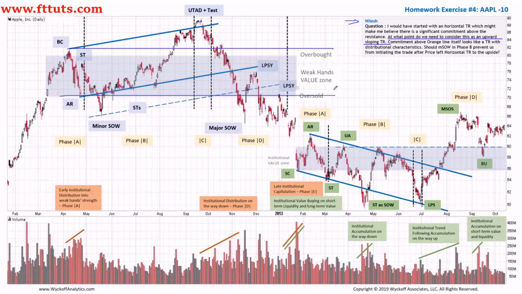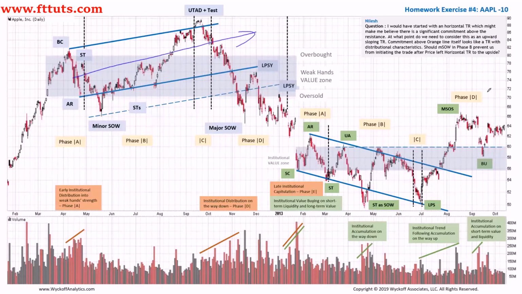Because originally, this is what we would be thinking. And originally, that's how I labeled this range when we had this change of character that was well defined with the increase in volume signature and the biggest reaction in this upswing that we have seen. That suggested a non-consolidating environment, a trading range, and the question that Nalesh is asking is very important. At which point would we be thinking about upsloping structure rather than more of the horizontal structure?